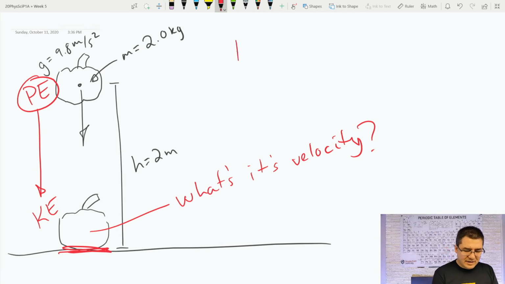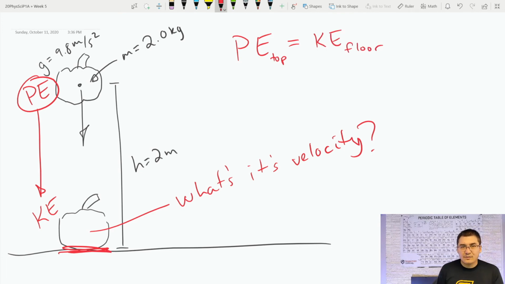So we can say the potential energy at the top is equal to the kinetic energy at the floor. We're going to assume that there's no air resistance, that we're not moving air particles, because that does affect things. But for this calculation, we're just going to say that it's all kinetic energy at the end, and we can solve this out. So let's solve for the potential energy first.